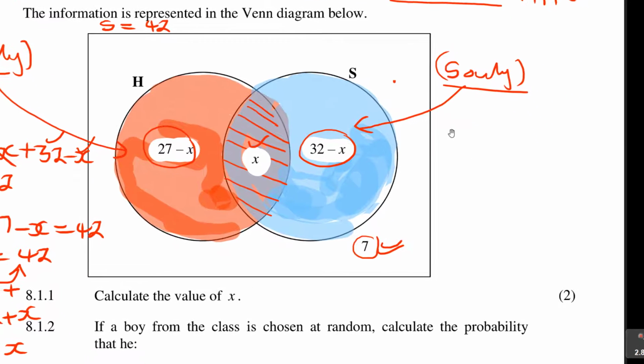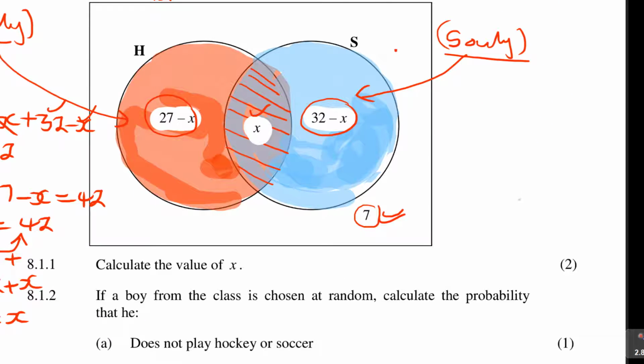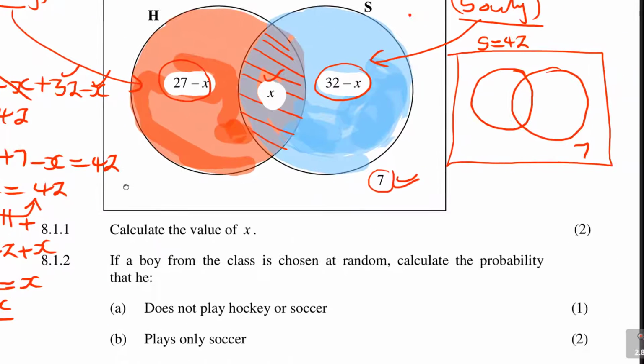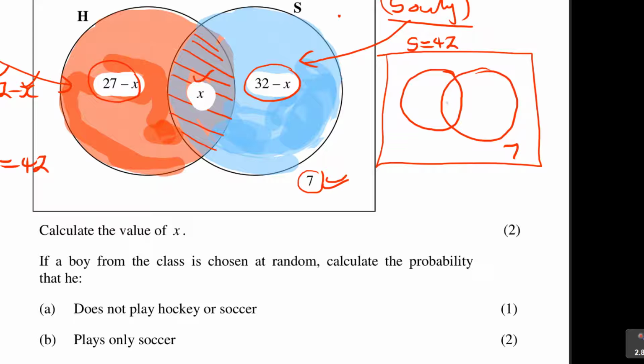So now we can actually come back to have this diagram like this. If I can draw again this diagram, we have something like this, and we have something like this. Remember we said our sample space was equal to 42, and then we have 7 here. Now we know the value of X here is 24. So I can have here in the center being 24, but now remember it was hockey only, it's 27 minus X. So if we say 27 minus 24, what do we get? I get 3. So hockey only, I have 3.